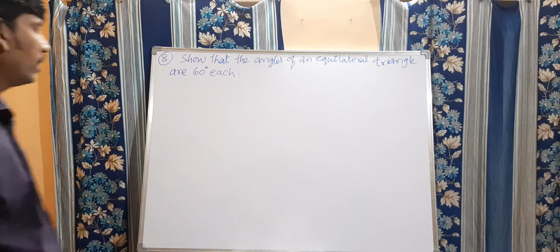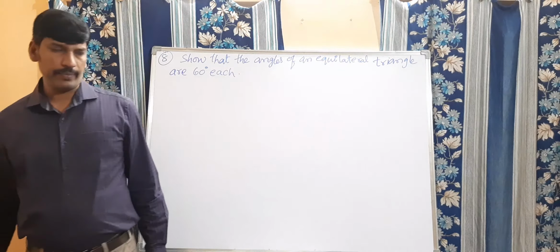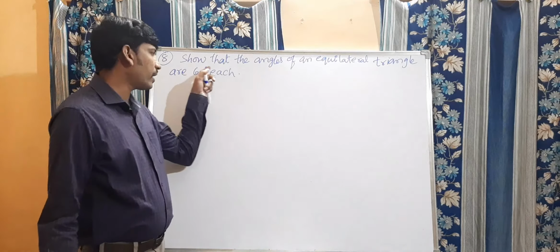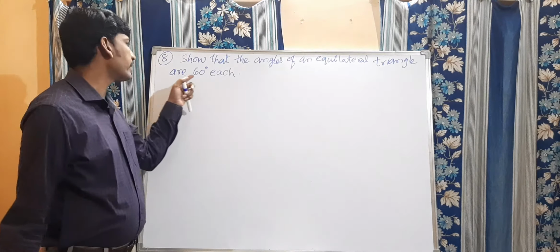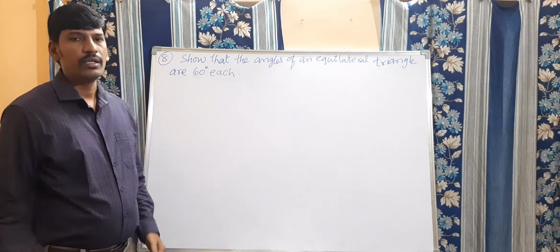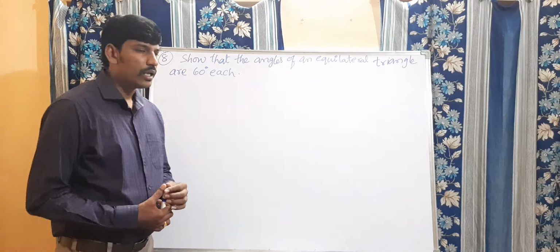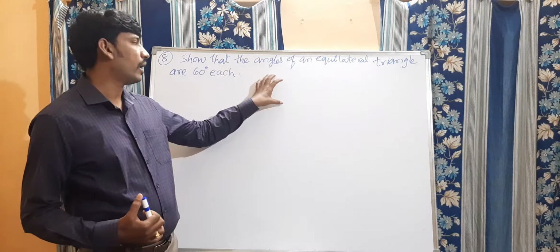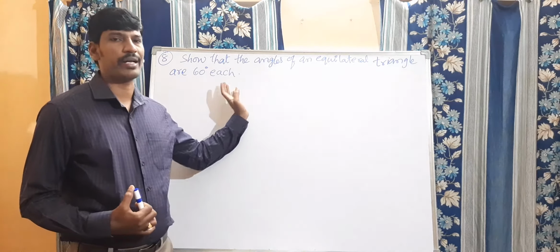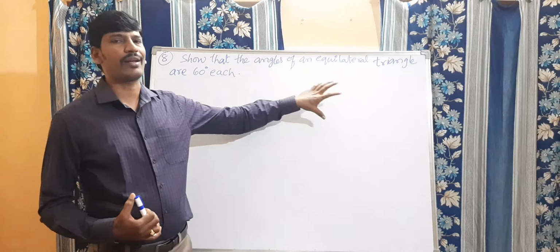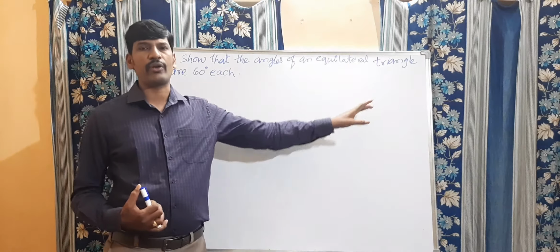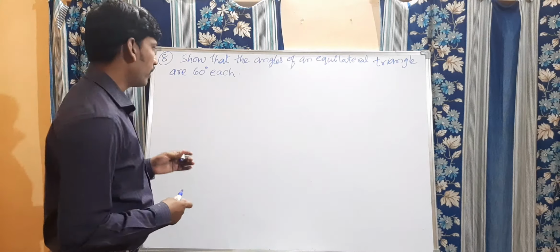Right, children? Let us discuss question number 8. Show that the angles of an equilateral triangle are 60 degrees each. In an equilateral triangle, each angle is equal to 60 degrees because the sum of the angles in a triangle is 180 degrees. In an equilateral triangle, all angles must be equal. That we are going to prove. Clear?